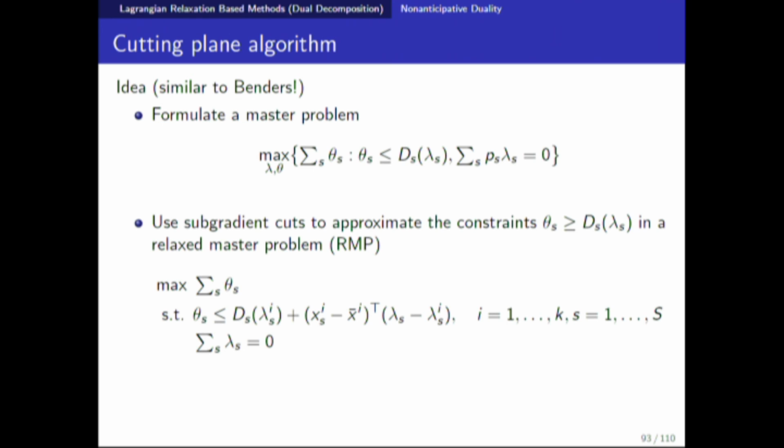And this would be the form of that master problem. It's a master linear program. And you repeat this process until you can't find any more cuts. So it's really just like Benders. But again, you have to solve these mixed integer programming subproblems to find cuts. That's the difference from Benders.